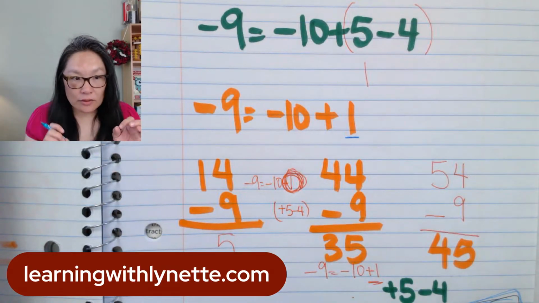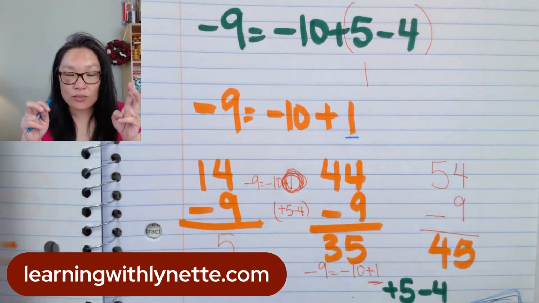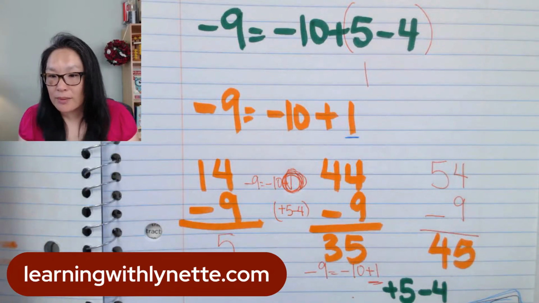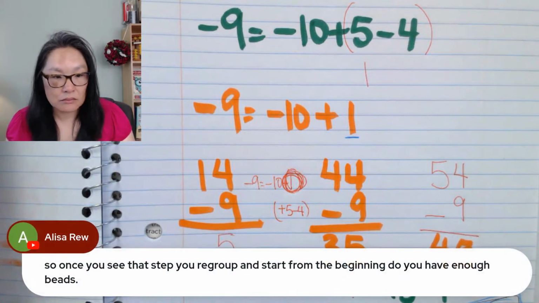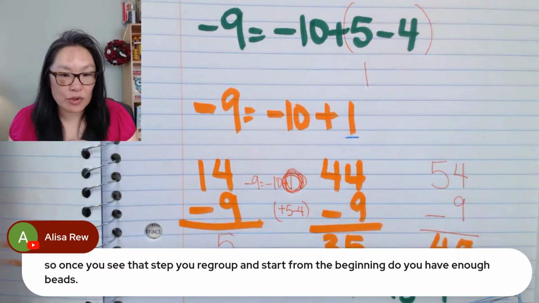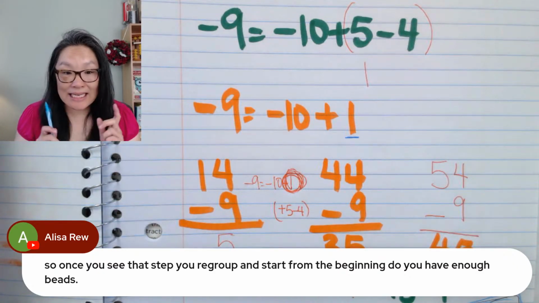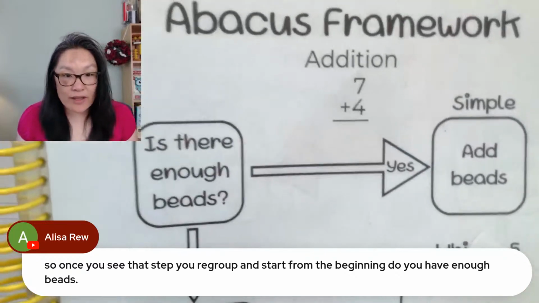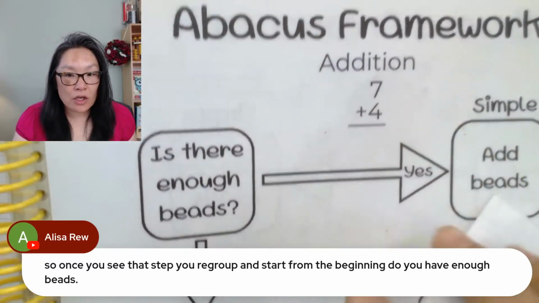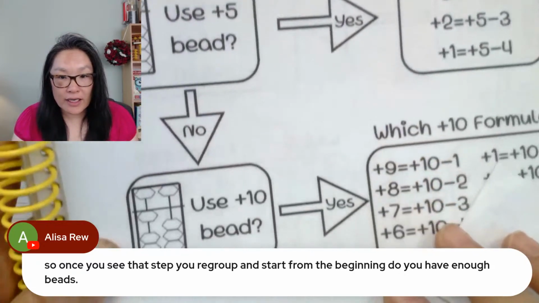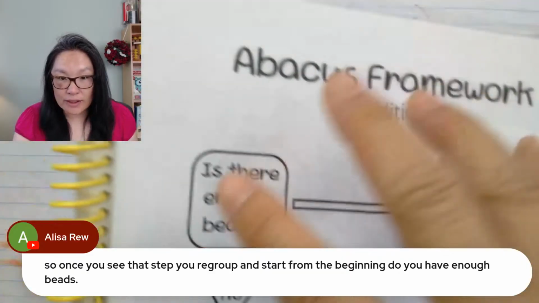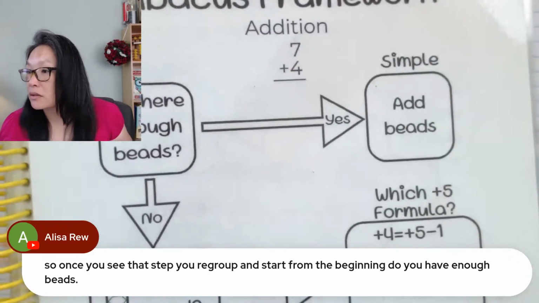Okay, do we want to? We can do more. I've been calling it two-step equations. Once you see the step, you regroup, start from the beginning till you have enough beats. Exactly. You do enough, you go through it, and that's why the framework works.